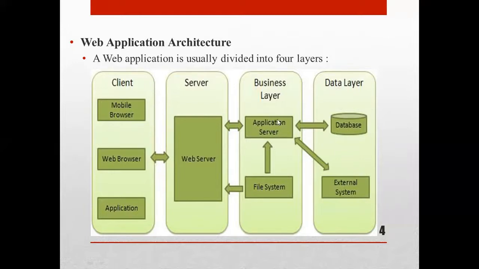Then here you can see the business layer. The business layer includes the application server, which is connected to the web server, and the file system. The file system for that layer is connected to the web server. Then the last one is the data layer. The data layer includes the database and external systems for the application server. Whenever the HTTP client sends the HTTP request to the web server, that request will be processed in the server, and the data is fetched from the database in the data layer. These are the four layers of web application: client, server, business layer, and data layer.